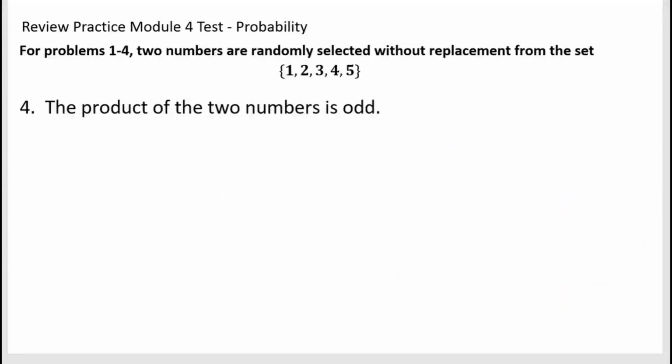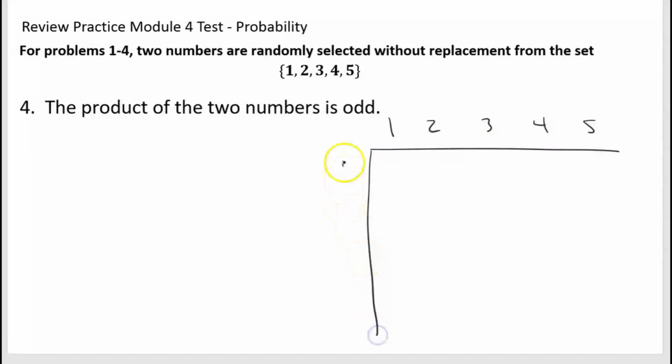Okay, so we still have the numbers 1, 2, 3, 4, 5. This time it says the product of the two numbers is odd. Now what does product mean? Multiply, yes. And so I have to multiply these things together every way possible. So again, let's make a list of our numbers. 1, 2, 3, 4, 5, and down the side also, 1, 2, 3, 4, 5. And we're going to make a product table this time.